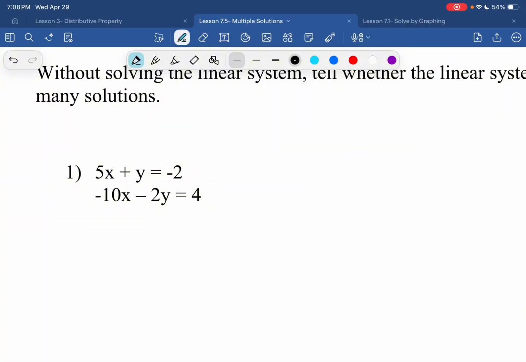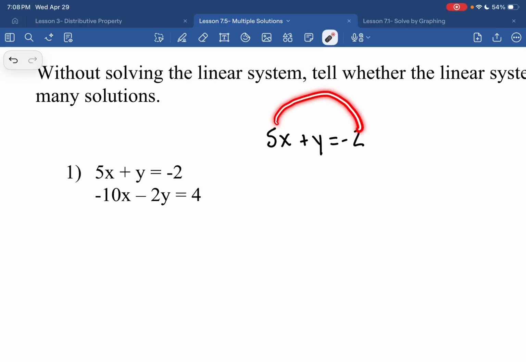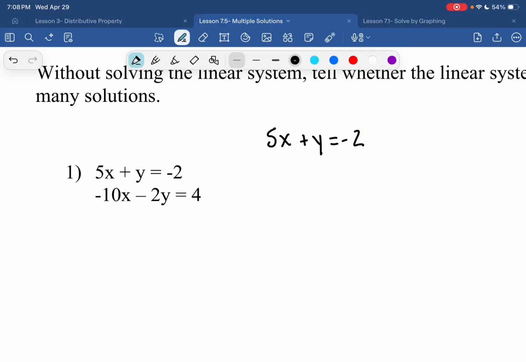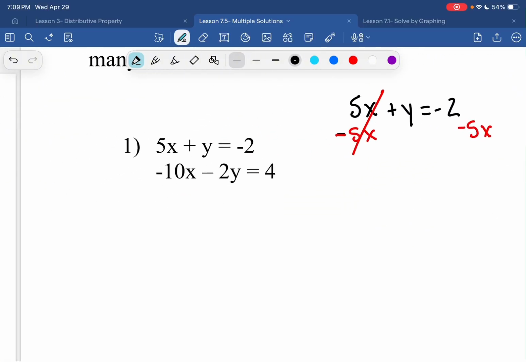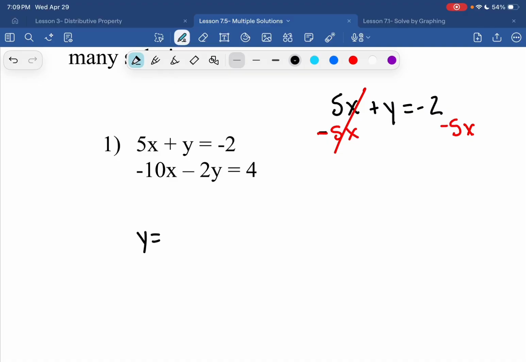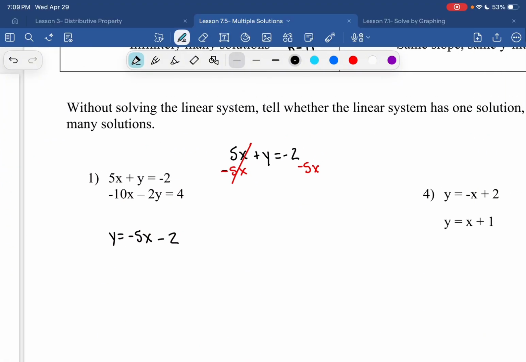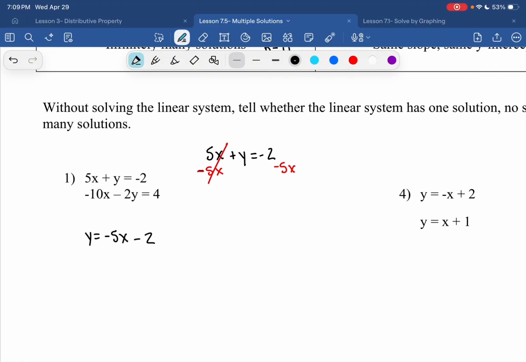So the first equation right here, I have 5x plus y equals negative 2. I need to move 5x. I've got to boot it to the right side. So in order to do that, I need to do the opposite, or write the inverse of positive 5x, which is negative 5x. So those cancel. What I do to one side, I must do to the other. So my new equation is y equals negative 5x minus 2. That is now in slope-intercept form.